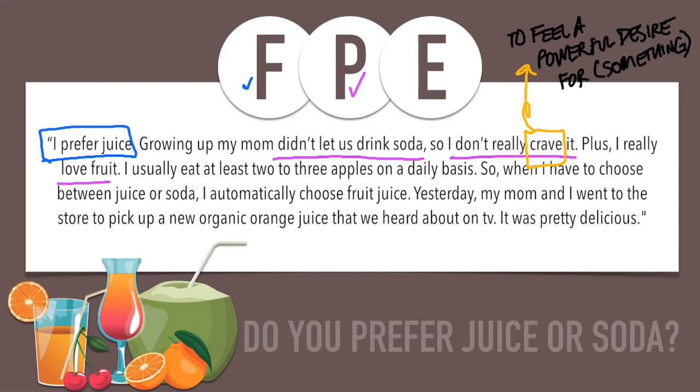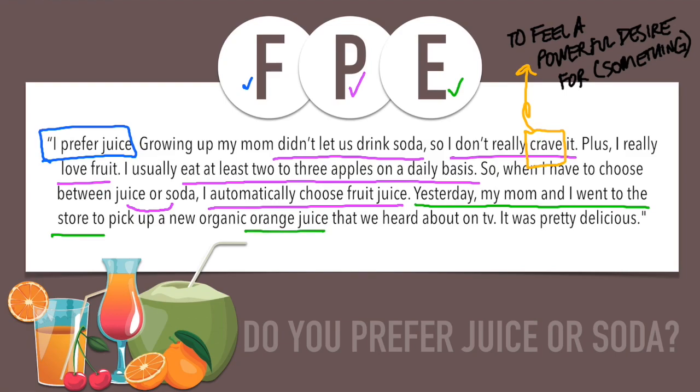Plus, I really love fruit. I usually eat at least 2 to 3 apples on a daily basis. So when I have to choose between juice or soda, I automatically choose fruit juice. All right, so we've answered the proof. Now we're going to give an example, okay? Here we go. Yesterday, my mom and I went to the store to pick up a new organic orange juice that we heard about on TV. It was pretty delicious. So I've given the example.